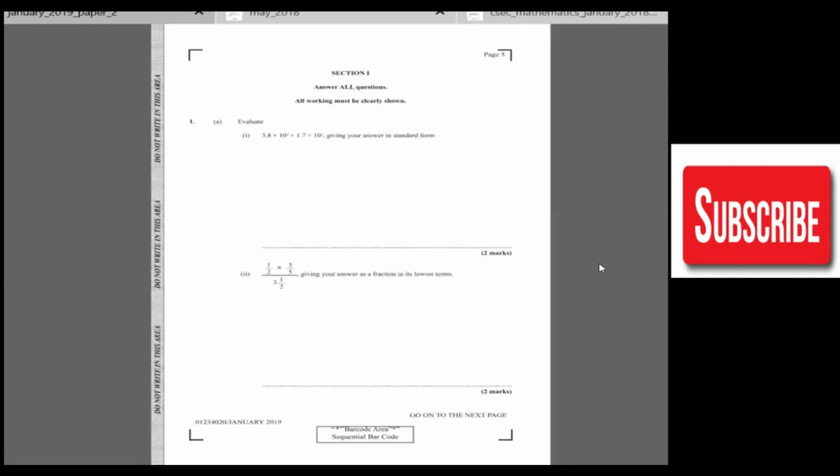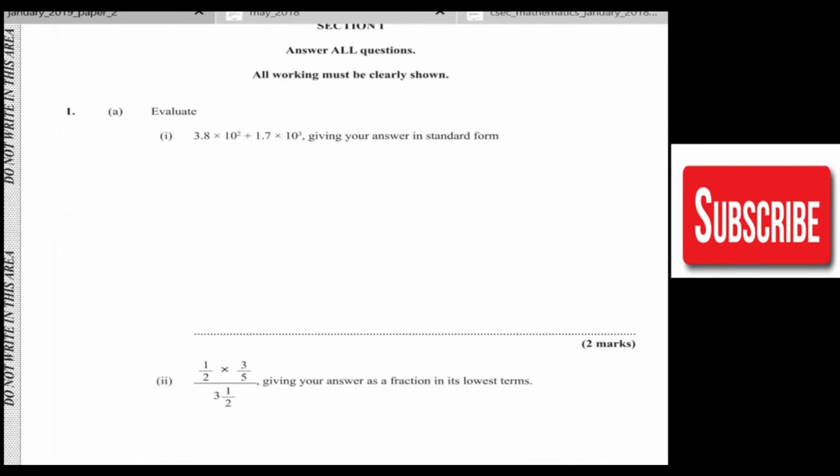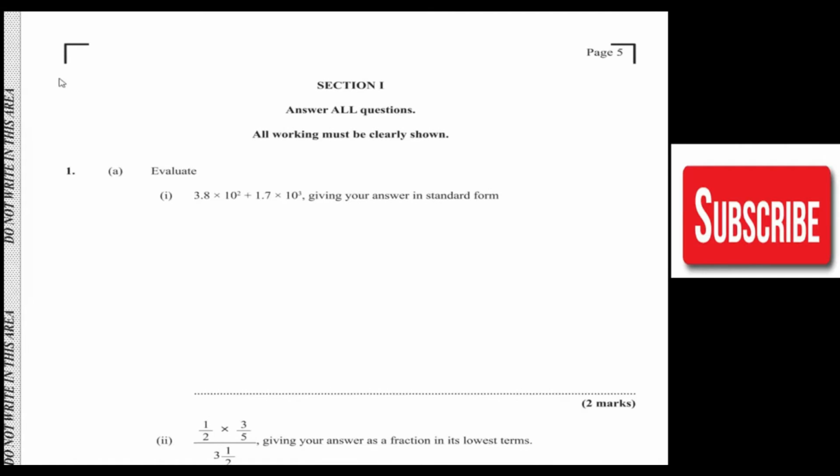So let's begin, and of course we start with question 1. It says evaluate 3.8 times 10 squared plus 1.7 times 10 to the third. Always know that you work out the multiplication part first, BODMAS. So you work out 3.8 times 10 squared, which is 380.